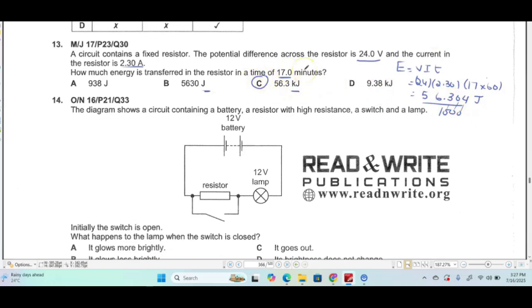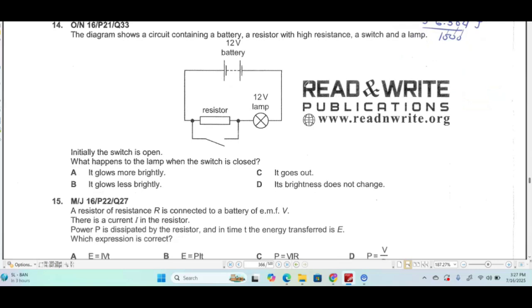You have to look for units in the question statement as well as in the answers. Okay, do look for the units. If your answer is correct and you have not looked at the units, you lose marks. Kindly be very attentive about the units in the statement and the units in the answer as well. Moving on to question number 14.